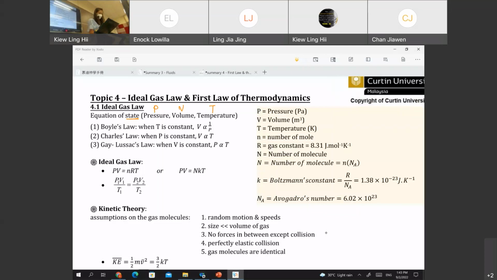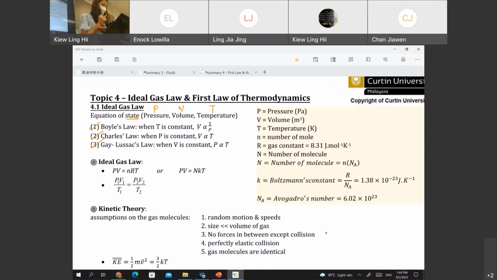So there are three laws related with these states: Boyle's law, Charles' law, and Gay-Lussac's law. Boyle's law says that when temperature is constant, your volume is inversely proportional to pressure, meaning that the higher the pressure, the lower the volume. So just imagine, when you make your space smaller, the particles inside the system tend to collide more on the wall. So doesn't it mean that the pressure is higher?